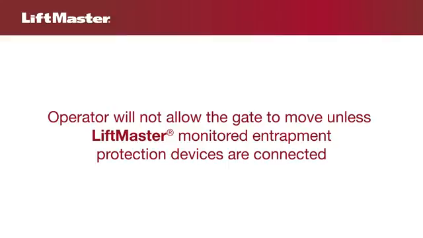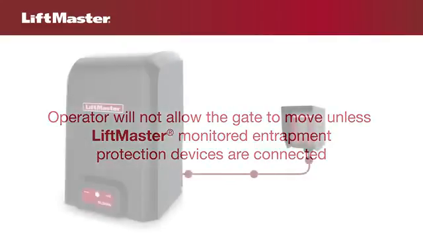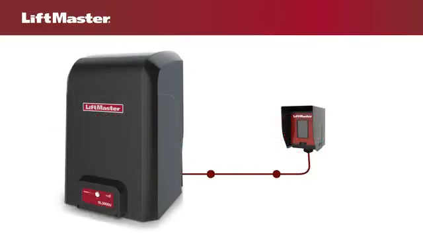As an added safety feature, our operators will not allow the gate to move unless each of those external protection devices is monitored. A monitored device sends a pulsed signal to the operator, so the operator is aware of the device. If the operator does not receive the signal from the device, it will not run.